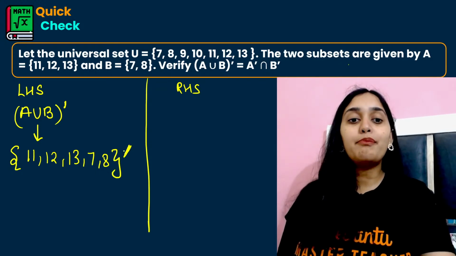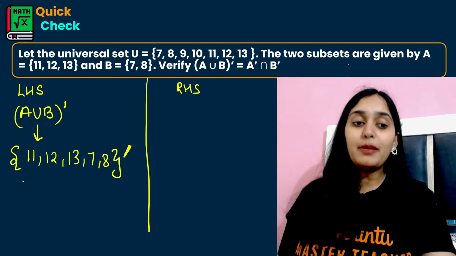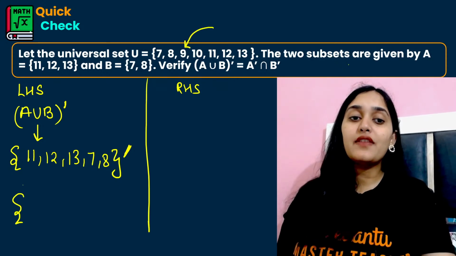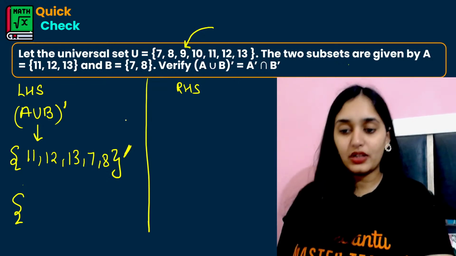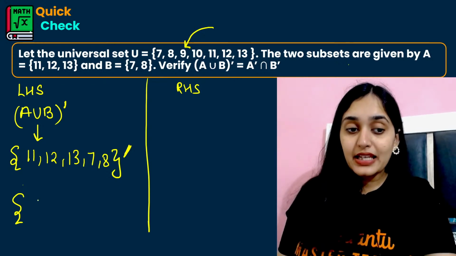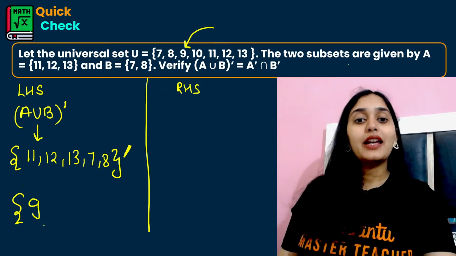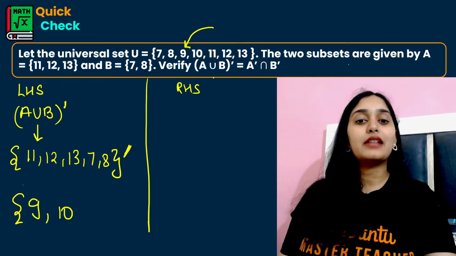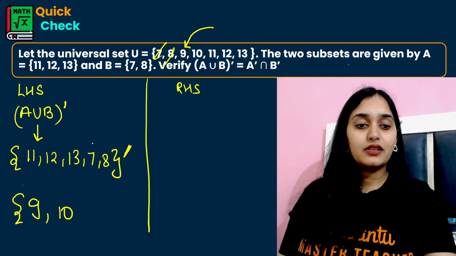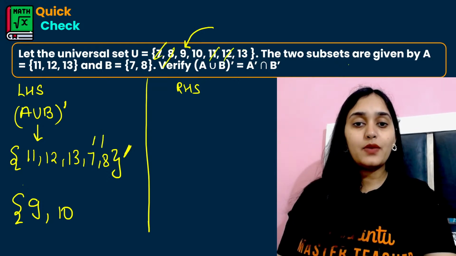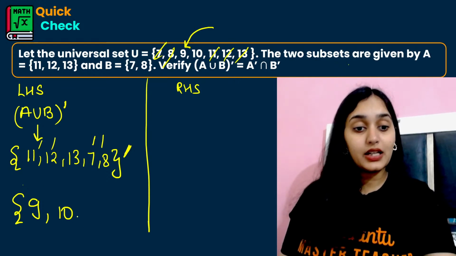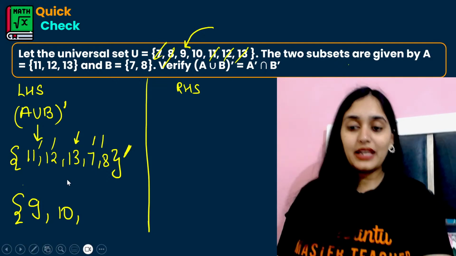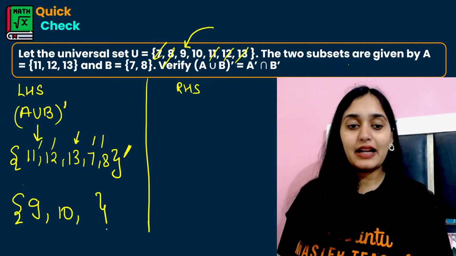I want to complement this. Complement means something which is there in universal set but not there in A union B. So which is there? 9 is there in universal set. 10 is there in universal set. 7, 8 are in A union B. 11, 12 are in it. 13 is also there in it, so we don't need that. So we are basically getting 9 and 10.